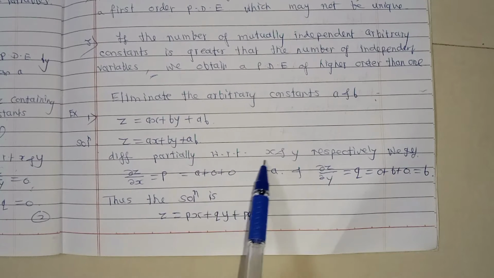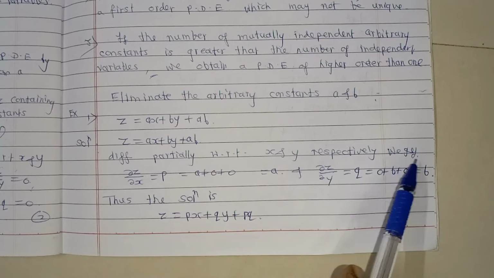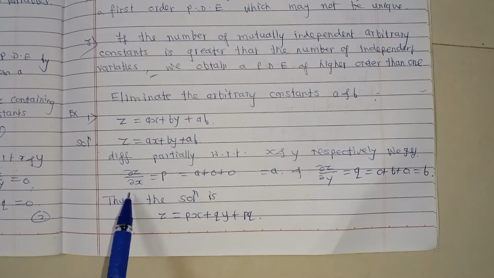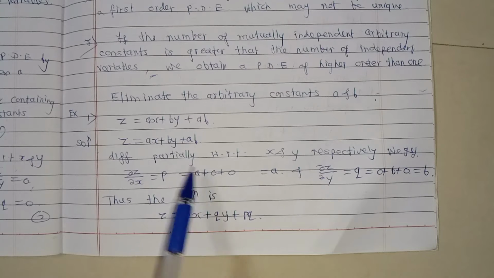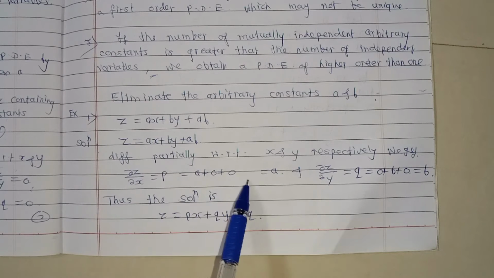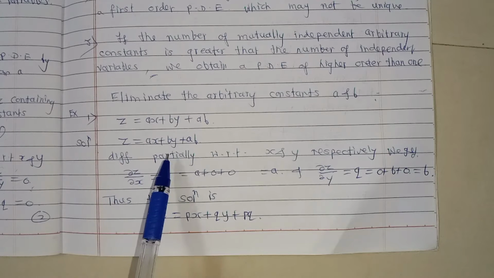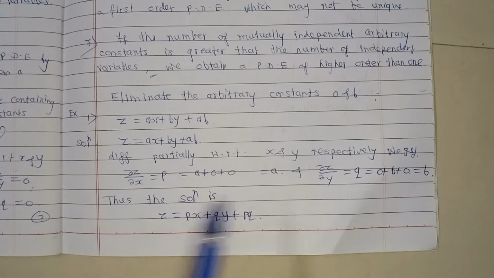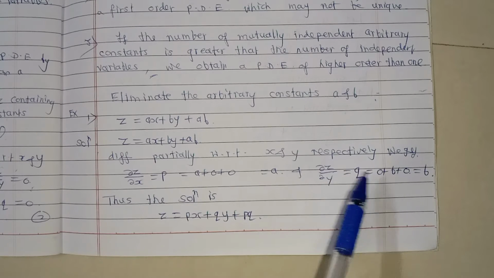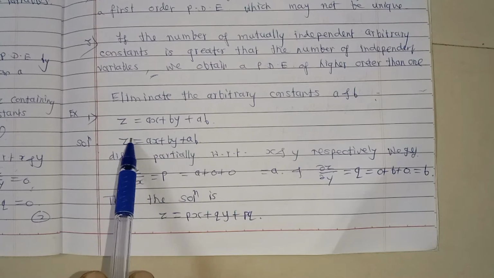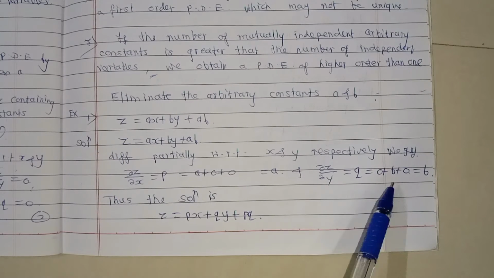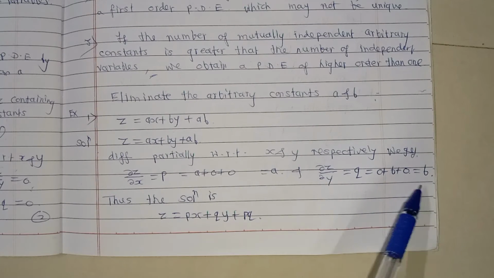Differentiating partially with respect to x and y respectively, we get ∂z/∂x equal to p equal to a plus 0 plus 0, since with respect to x, y is constant and b is constant. So we get p equal to a. And with respect to y, we get ∂z/∂y equal to q equal to 0 plus b plus 0 equal to b.